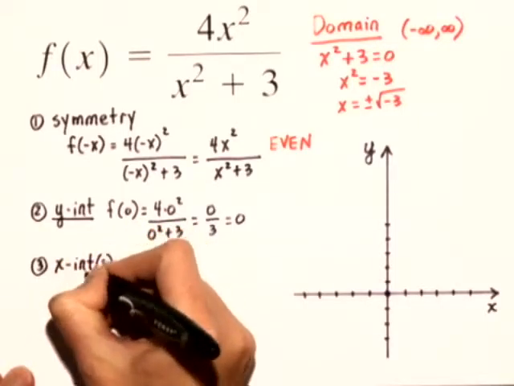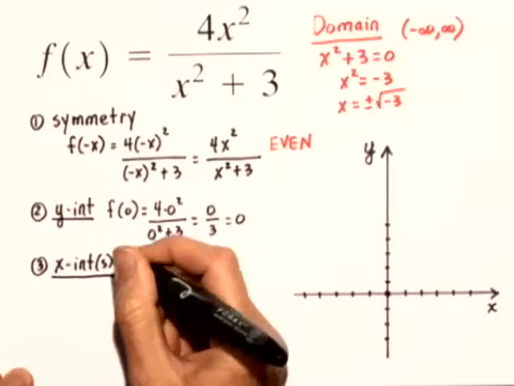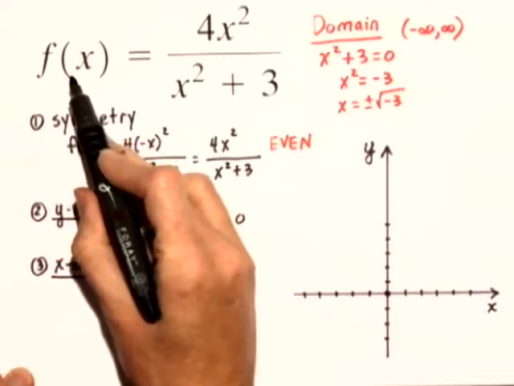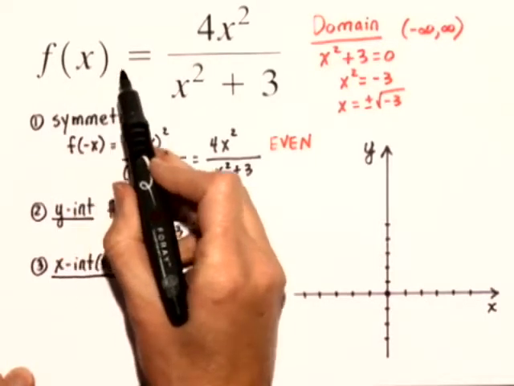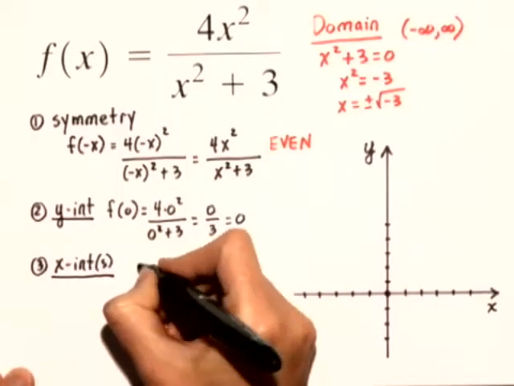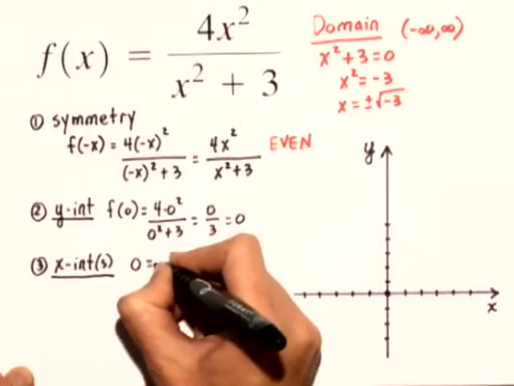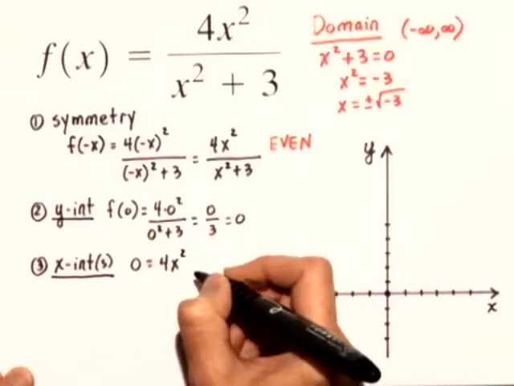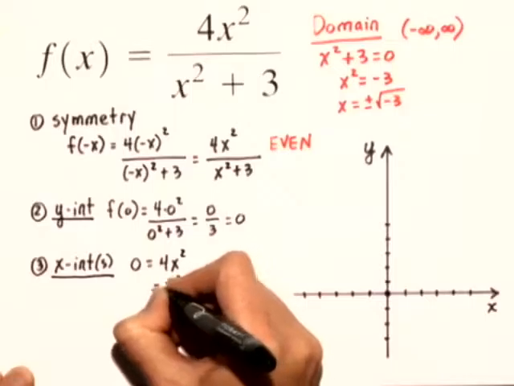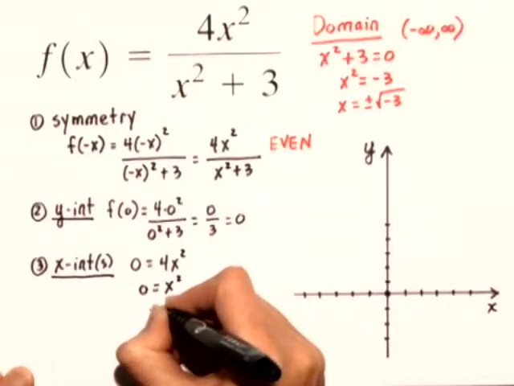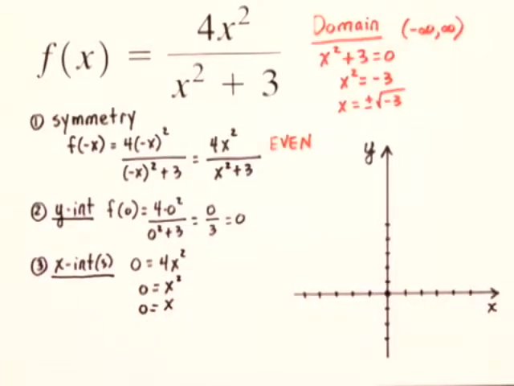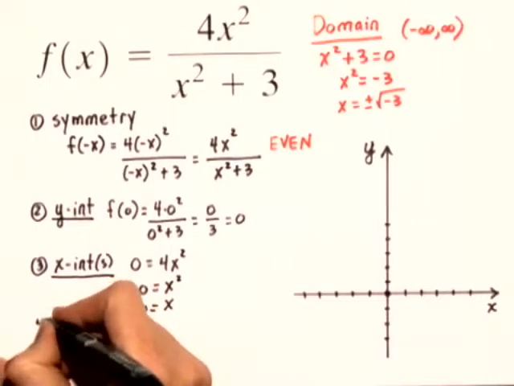We find x-intercepts by letting y equal 0. In other words, we set f of x equal to 0, and we set 0 equal to the numerator of our rational expression, or our rational function. 0 equals 4x squared. If I divide both sides by 4, I get x squared equals 0. The only solution to that is x equals 0. So even though we already knew x equals 0 was our x-intercept, we needed to check to make sure there were no more, and there are no more. So let's move on to step 4.